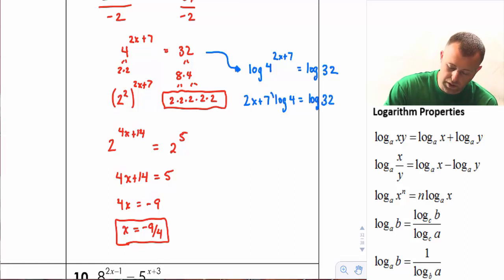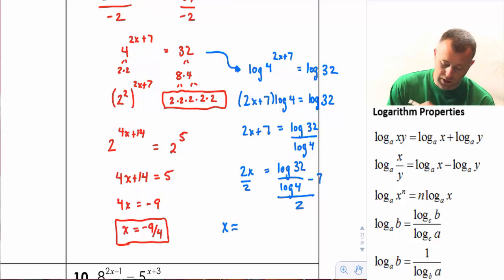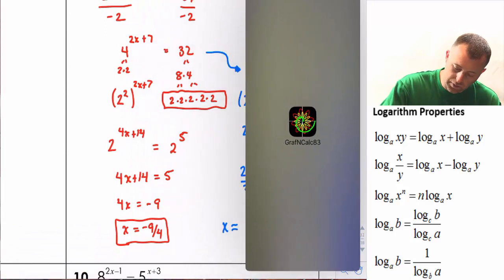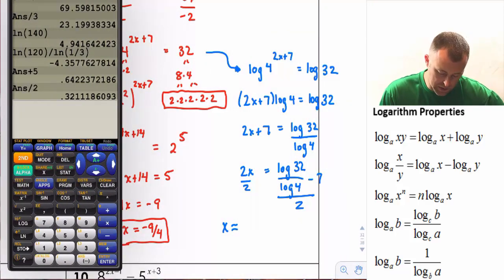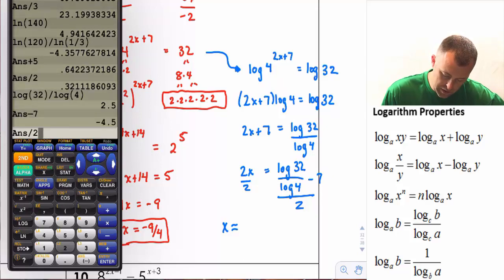And now I'm going to do a little bit of algebra here. I have 2x plus 7 equals log 32 over log 4. I'm going to subtract 7 from both sides. So that's -7, and then I'm going to divide everything by 2. So again, you'll notice it actually looks like a little bit more work. I mean, it depends on how long it takes you, but I'm going to go ahead and do that math. So this is going to be log of 32 divided by log of 4 minus 7 divided by 2.